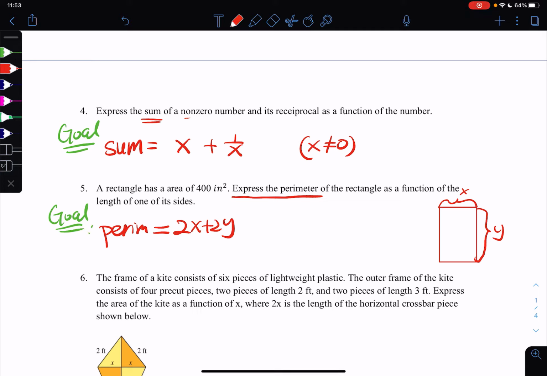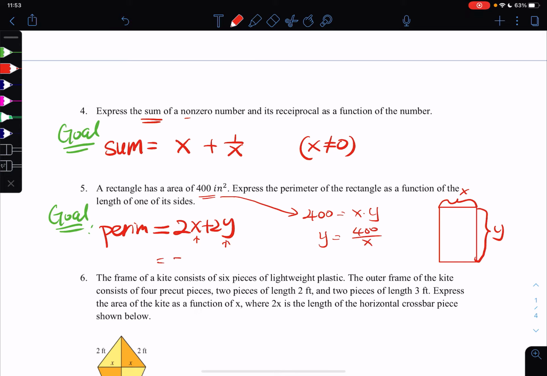So once you have 2x plus 2y, we know you can only handle one variable, so you either get rid of x or get rid of y, either one works. So what you do next is you go back to look at your problem and try to find a way to express y in terms of x or x in terms of y. The only thing that's given to me is an area, so area is the width times the height, so it's x times y, so it's up to you how you want to rephrase it.